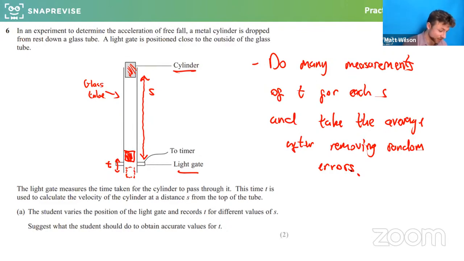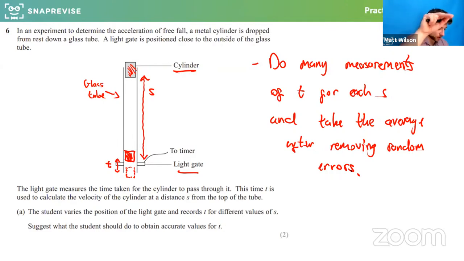Here, I'm getting some sense from the question that they only want me to tamper with sizes and things like that. Yeah, nice. Okay, light gate is being used to measure time. Yeah. I think the other thing I'll just mention, it's kind of a silly one in a way, but just make sure the cylinders drop from rest.